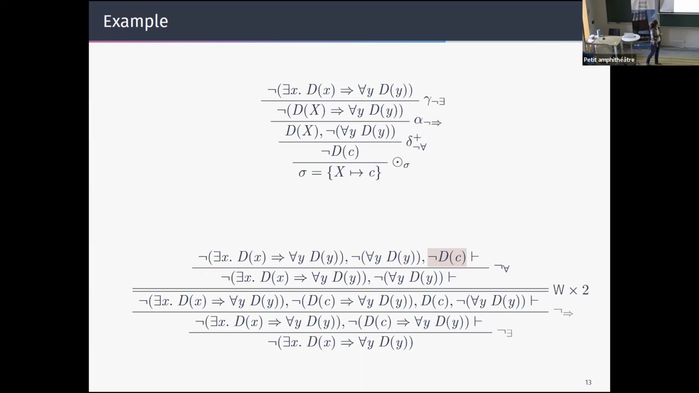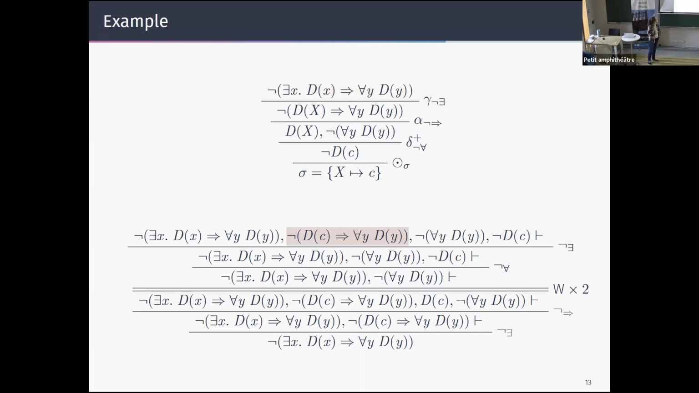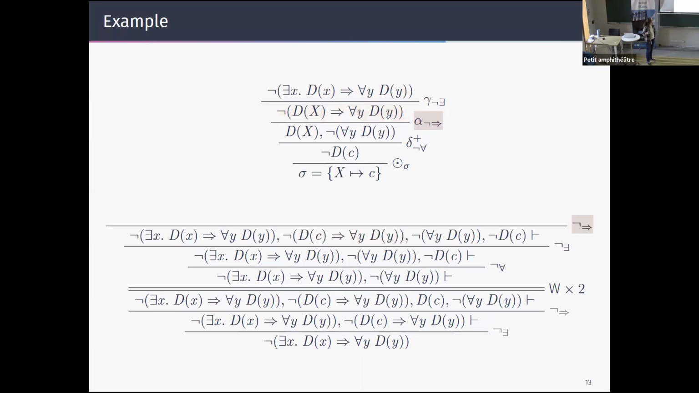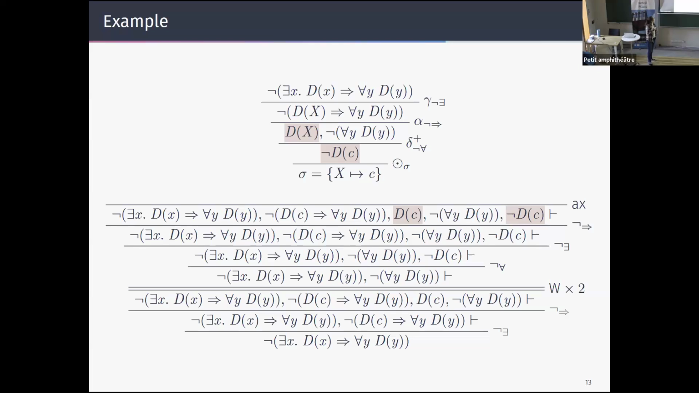Okay, I will take this formula, apply a rule on it again, generate d of c implies for all y d of y, and now I can use c because c was already introduced, no more conflict. I apply again this rule on my formula, I generate d of c here, and now I can close the branch thanks to not d of c and d of c. So basically what I did is that I take the original proof, I rearrange it a bit, I remove some steps, replace them later, and everything works.